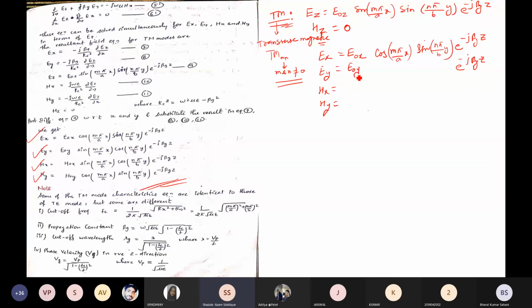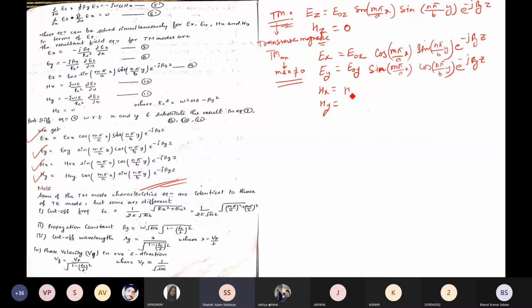Similarly, if you write for the y term, I am talking about the electric field. Already we have the electric field in the z direction. So the y component will be written as it is, sine m pi by a into x, and I'll take the differentiation, cos n pi by b into y. Okay, that is the thing.